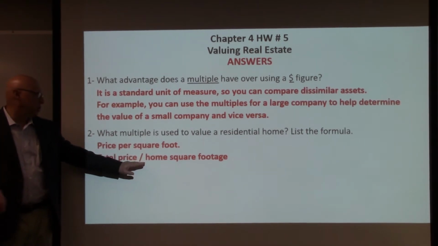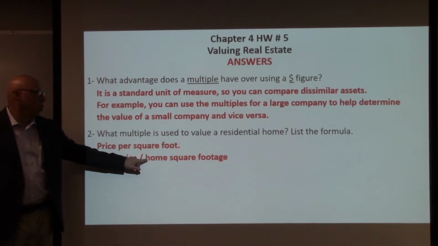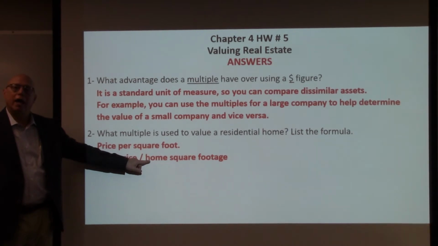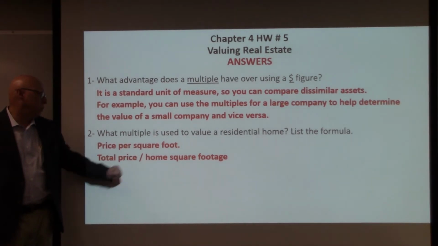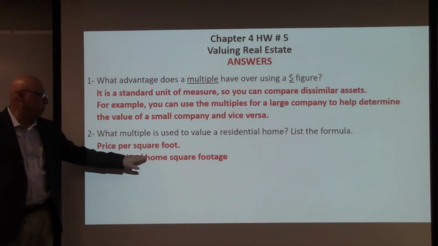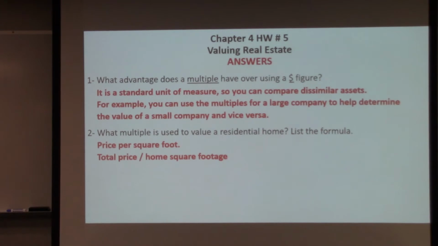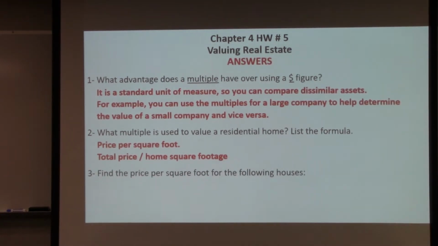And now let me add this, that typically it is heated and cooled square footage. So garages are typically not included unless they are finished off and they're heated and cooled. Basements are not typically included. Attics are not typically included unless they are finished and are heated and cooled. So total price for the property divided by the heated and cooled square footage, or number of square feet. All right, so let's find the price per square foot for the following houses.